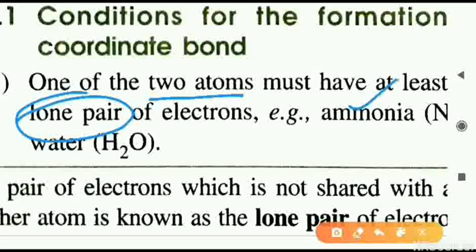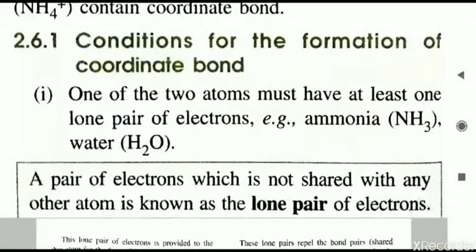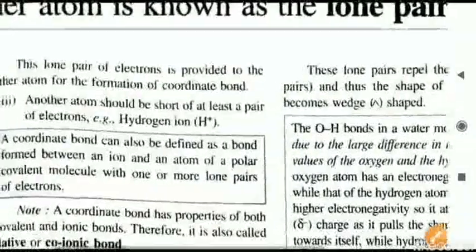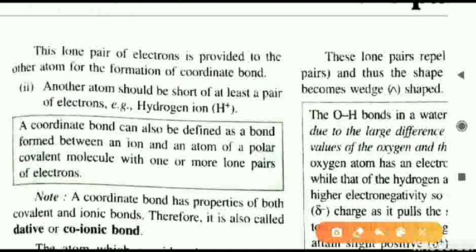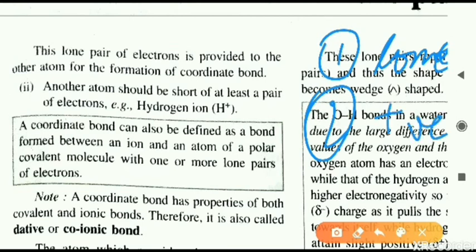In ammonia, for example, nitrogen is having a lone pair of electrons, and in water, oxygen is having a lone pair of electrons. The definition of a lone pair of electrons is given there. You can learn that. It is the pair of electrons which is not shared with any other atom, or in other words, a pair of electrons which is not involved in covalent bonding. That is called the lone pair of electrons. The second condition is that the other atom should be short of at least a pair of electrons. The first condition was that there should be a lone pair. Second, the other atom, which is not having a lone pair, should be positively charged.